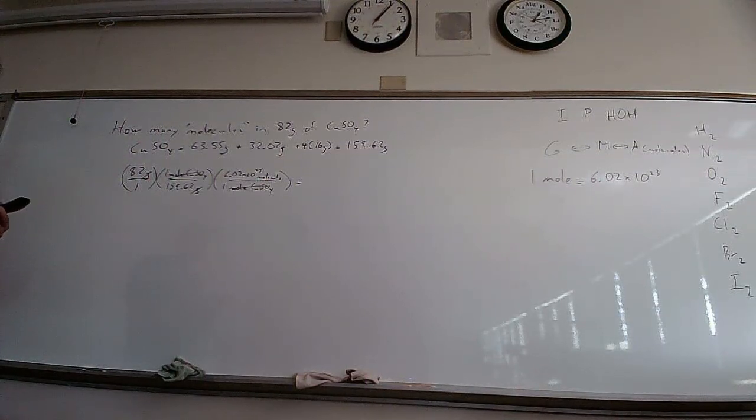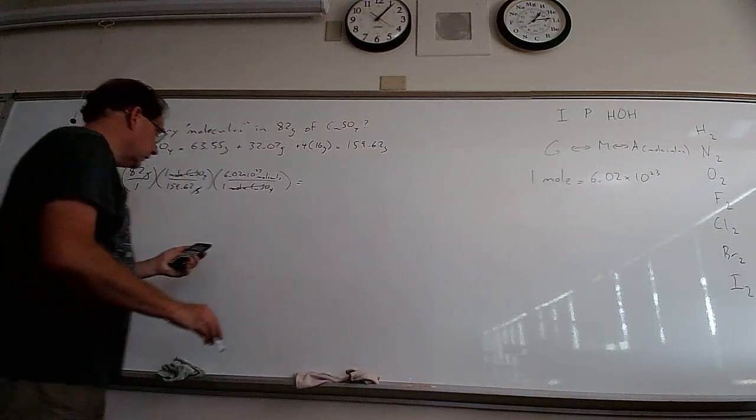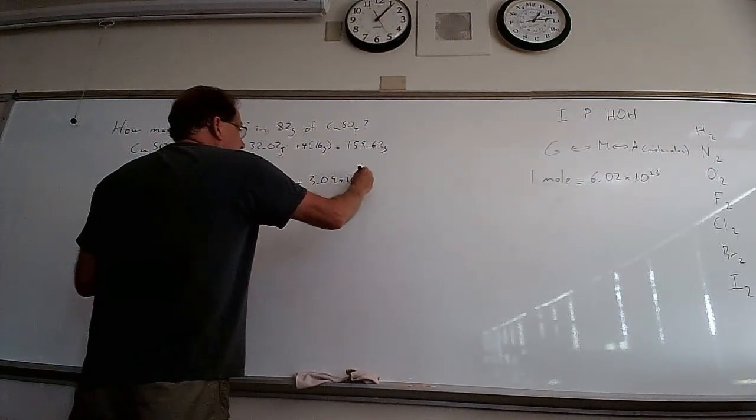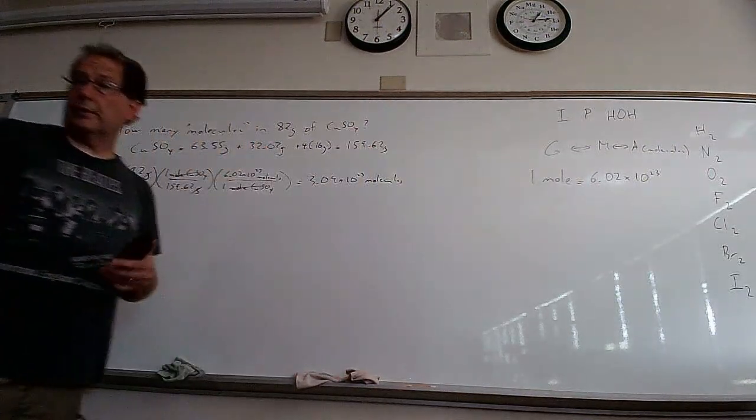I'm going to have to explain that online to my regular chemistry students. So 82 divided by 159.62 times 6.02 exponent key 23. I get 3.09 times 10 to the 23rd. So 3.09 times 10 to the 23rd molecules. There you go. That should be that.